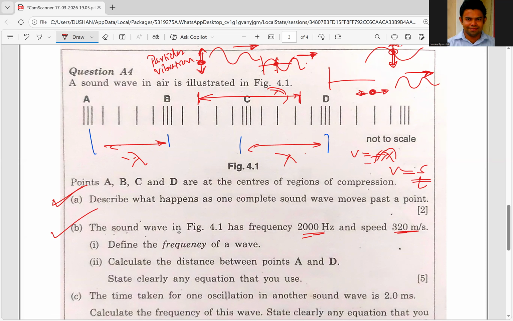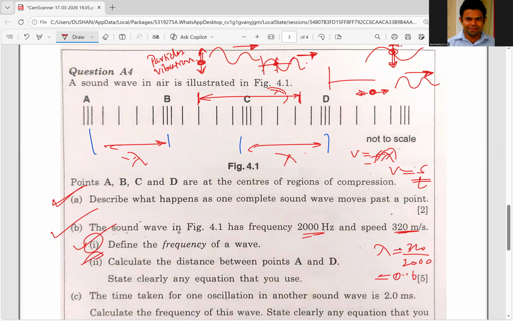So, define the frequency. What is the frequency? Definition. Number of complete waves per second. Very good. That is the first one. Manuka, tell me the second part answer. 0.48 meters. How will you get that? Lambda equals velocity over frequency. 320 divided by 2000. What is the answer? 0.16.